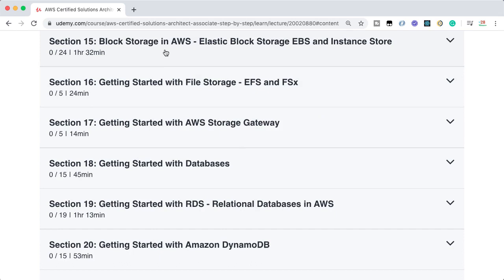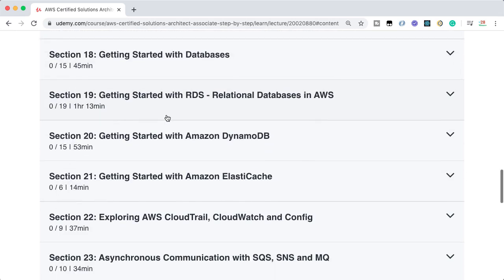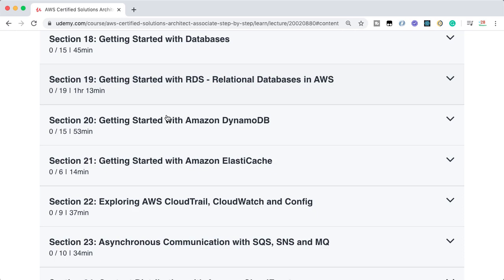And after that, in section 15, section 16, and section 17, we would be looking at block storage options, file storage options, and hybrid storage options. By the end of section 17, you should be familiar with most of the compute and the storage options which are present in AWS. And there is one more important aspect of developing applications which we have not touched upon until now. And that's what we will be starting from section 18.